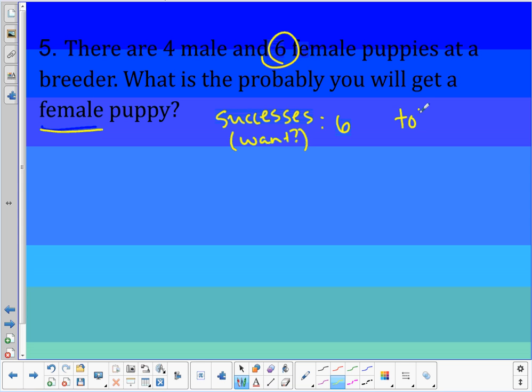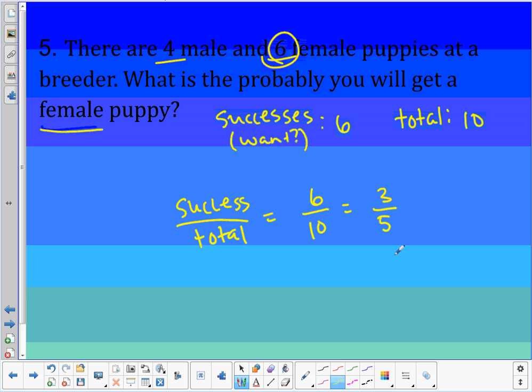Then we also have to think about the total. Total is the 2 put together. There are 10. So if I do success out of total, which is what probability is, I'm looking at 6 out of 10. If I reduce that fraction, that's the same thing as 3 out of 5, so that would be a perfectly fine answer, or that's also the same thing as 0.6. No rounding necessary for this one.